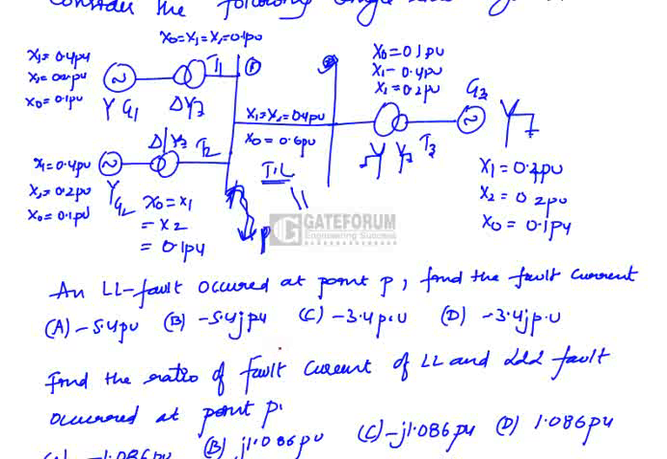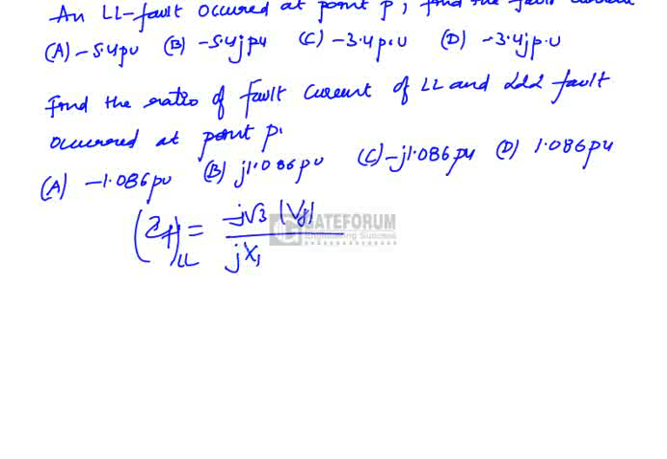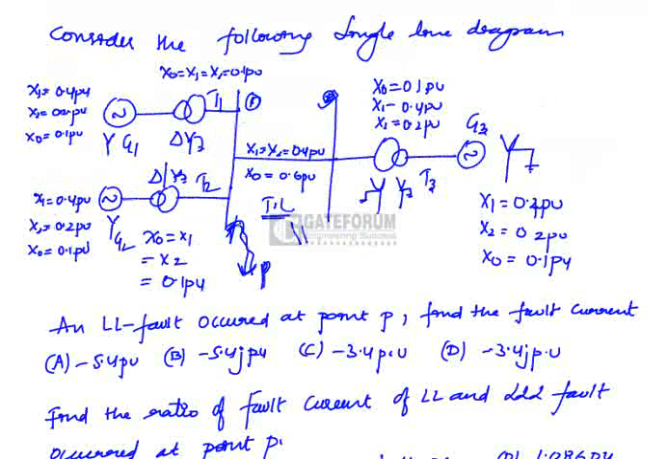now what is the line to line fault occurred at point P and find the fault current. This is the question. Now what is fault current? IF in LL fault, it is given as fault current in LL fault is minus J root 3 into voltage at fault point by J times of positive sequence reactance up to the fault point plus J times of negative sequence reactance up to the fault point. Okay, now let us take voltages at these buses as 1 per unit.